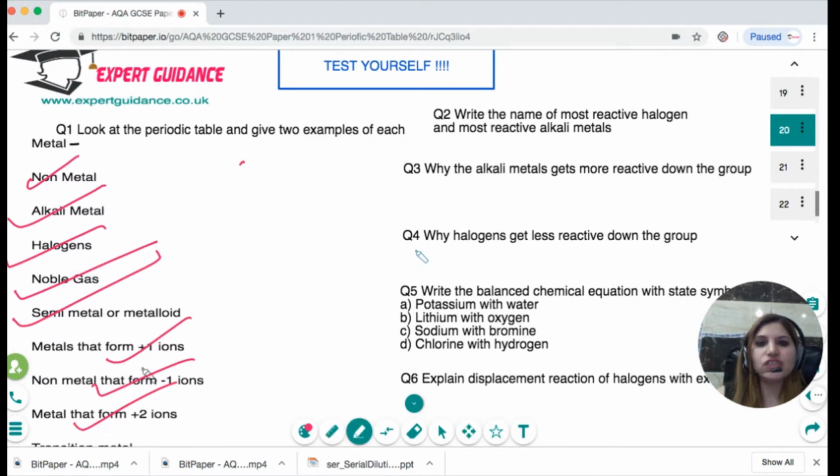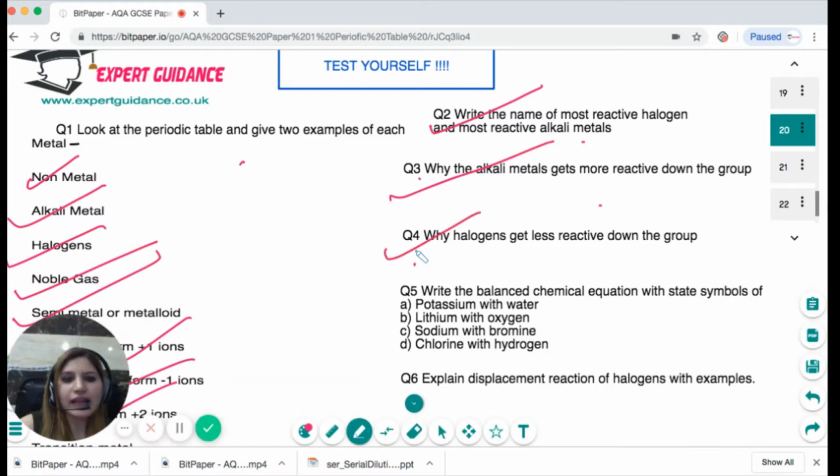Next, you need to write the name of the most reactive halogen and the most reactive alkali metal, and explain why alkali metals get more reactive down the group and why halogens get less reactive down the group. Then you have to write the balanced chemical equation, including the state symbols, of potassium with water, lithium with oxygen, sodium with bromine, chlorine and hydrogen, and then you need to explain the displacement reaction of halogens with an example.